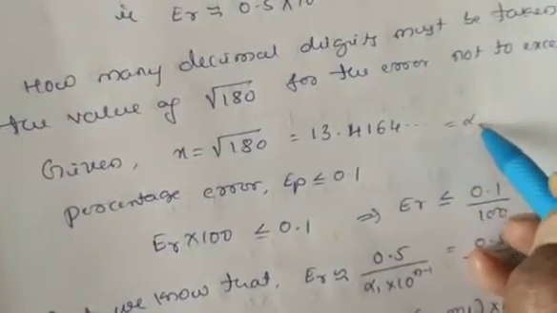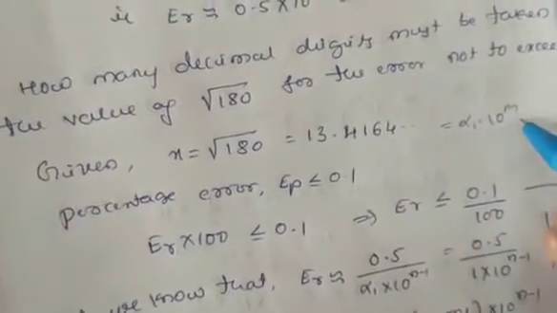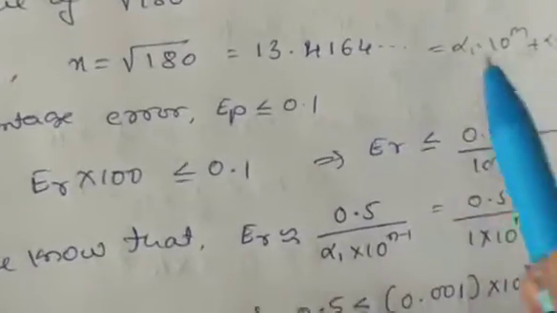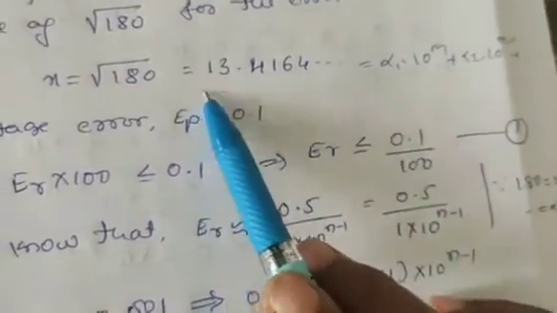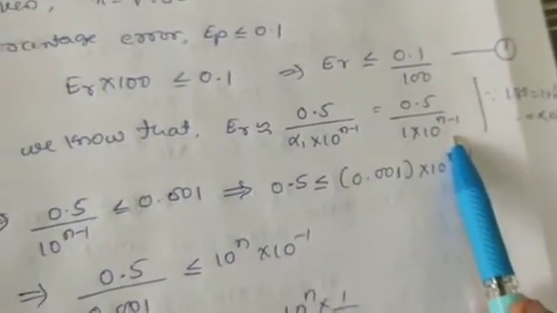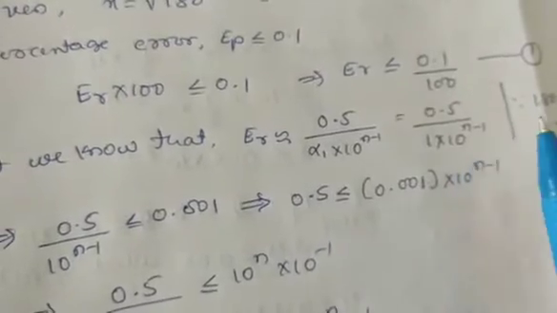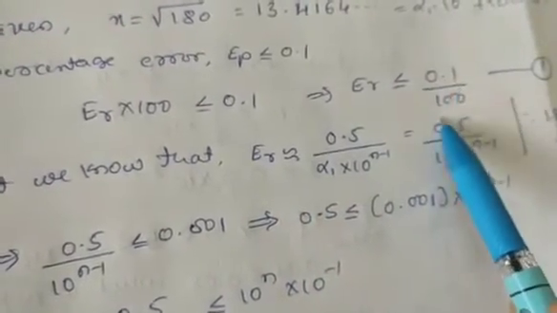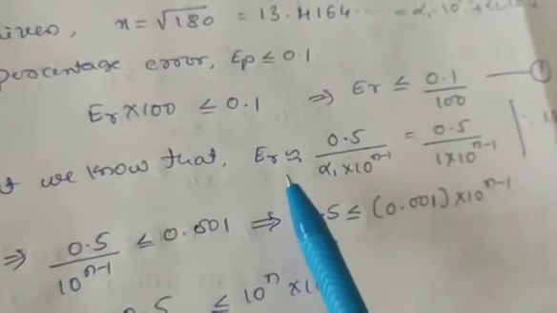This is equal to alpha 1 into 10 raised to m plus alpha 2 into 10 raised to m minus 1 plus etc. So the first digit is alpha 1 here, that is 1. So 1 into 10 raised to n minus 1. Because here we don't know the value of n, you have to keep this one as it is. But here the relative error is 0.1 divided by 100. So you have to substitute that here.